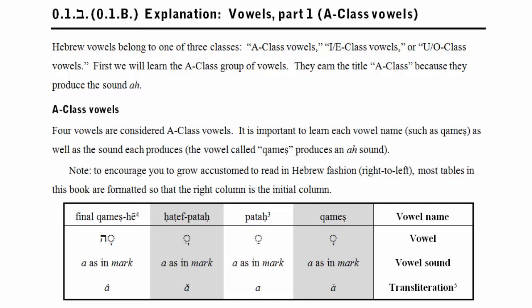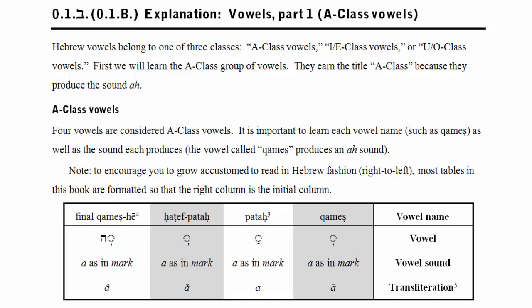0.1. Bait, which corresponds to B. Explanation, Vowels, Part 1, A-class vowels. You'll find that Hebrew vowels belong to one of three classes, either the A-class vowels, the I or E class vowels, or the U or O class vowels. This pertains to the kinds of sounds that they produce.